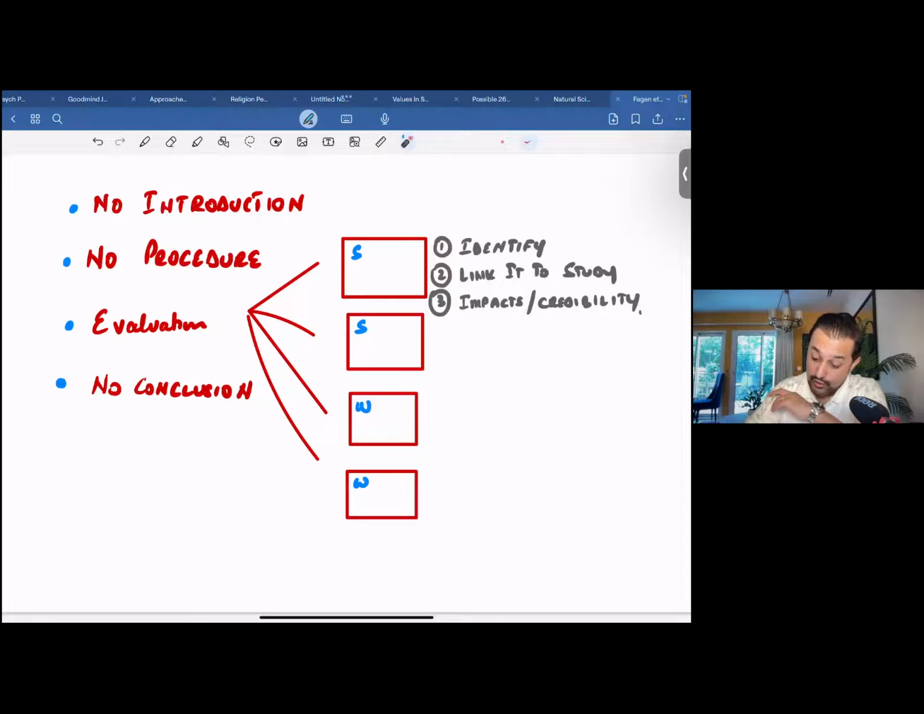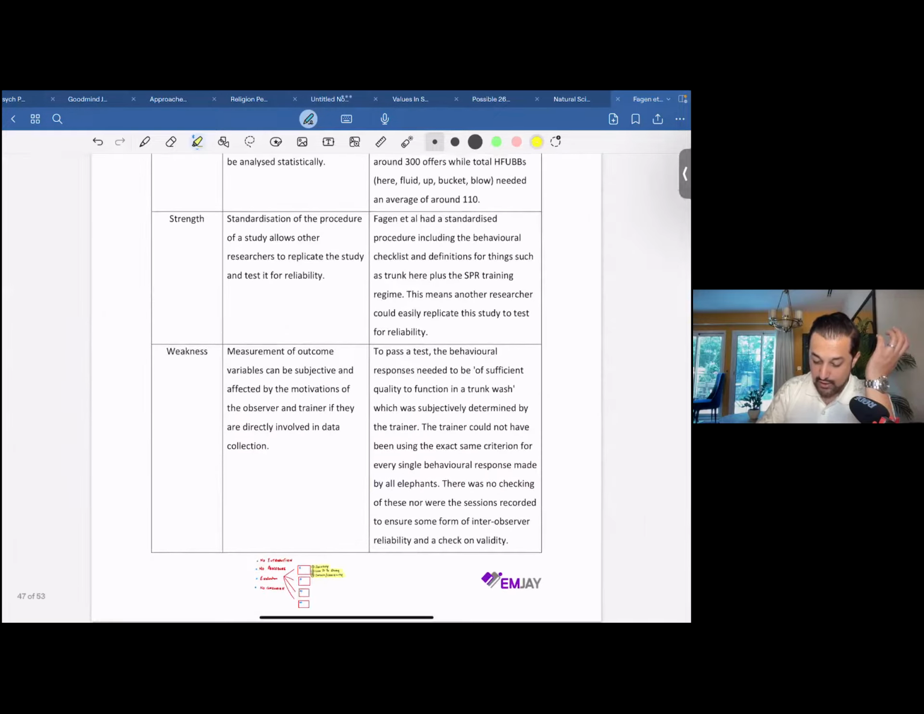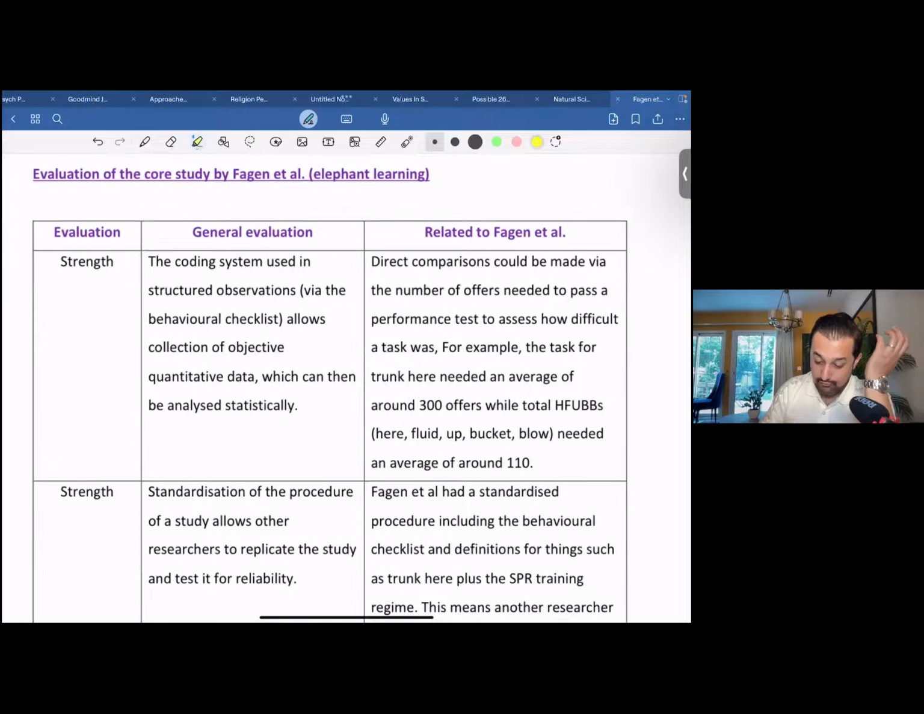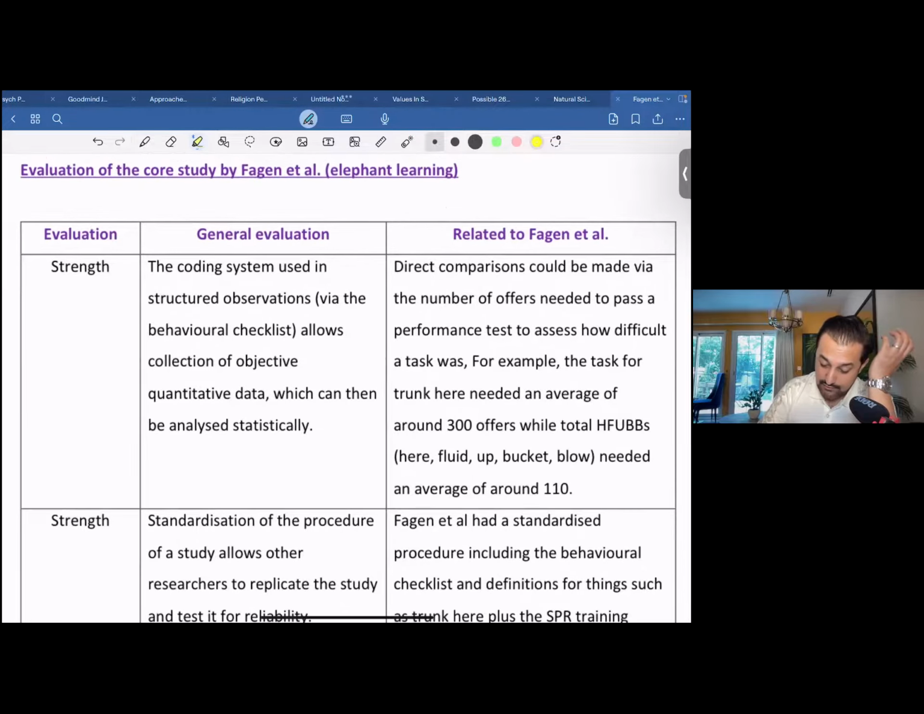And the third point is you write down how it affects or impacts the credibility of the study, where you write, let's just say, usage of quantitative data would eventually help with replication and reliability, the chance of reliability increasing. So this is the same procedure that you'd use for all four of the points. You identify the point first, then you link it to the study, and then you write down how it impacts the credibility. Now, taking this ahead, let's talk about the evaluative points for this study by Fagen.